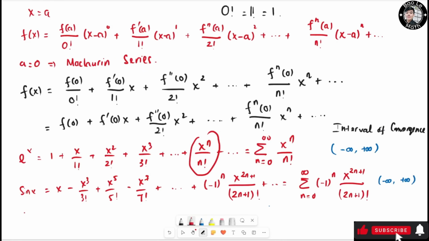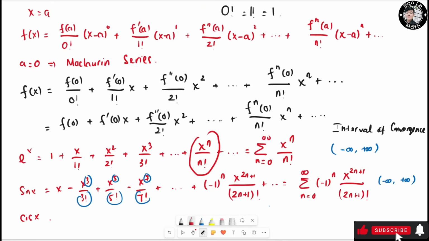Now, the last one is cosine. Note that sine s is the odd function, right? So, the trick for you to memorize is, look at this one right here, 3, 5, 7, 3, 5, 7, something like that, right?